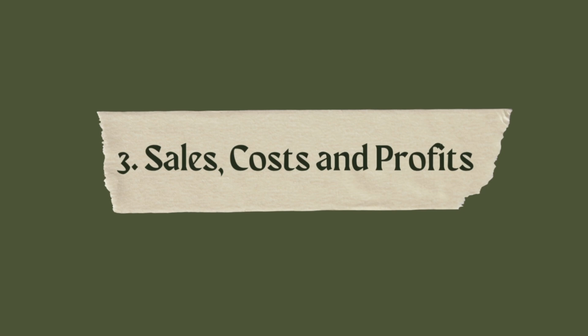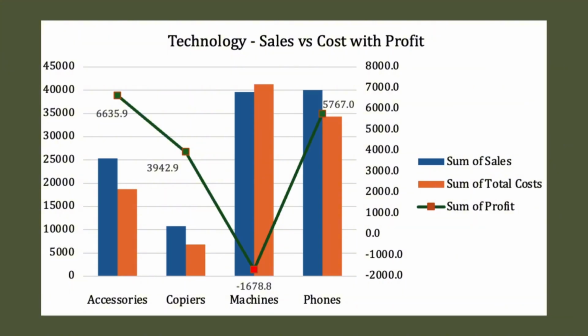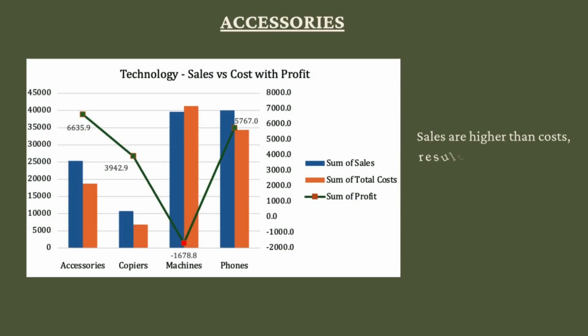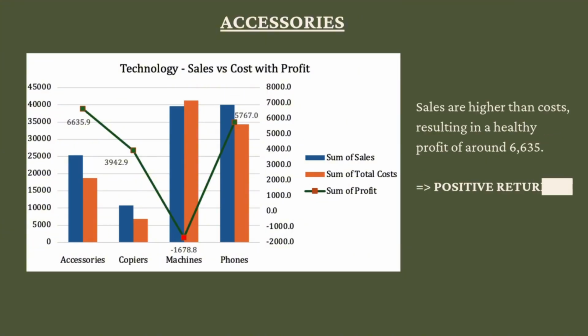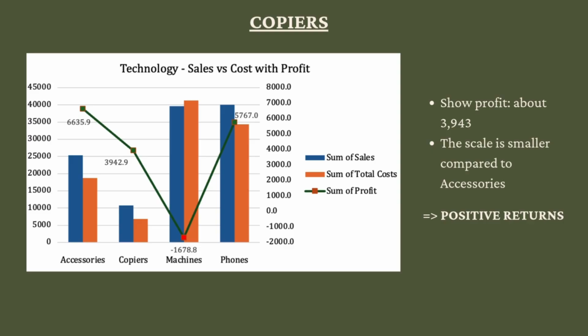Here's the bigger picture: sales, cost, and profit together. The blue bars represent total sales revenue, while the orange bars show total costs. The line tracks the profits, which is the difference between sales and costs. Starting with accessories, sales are higher than costs, resulting in a healthy profit of around $6,600. This shows accessories are generating positive returns. Copiers also show profit, nearly $4,000, although the scale is smaller compared to accessories. So, both sales and costs are lower in this category, but profitability is still positive.